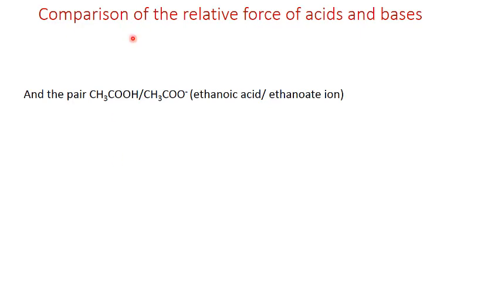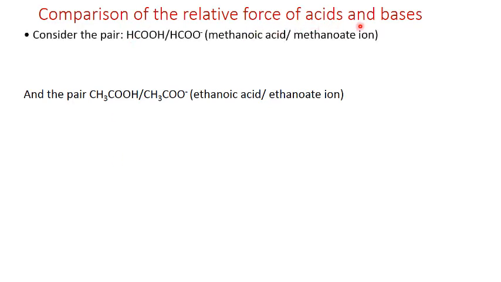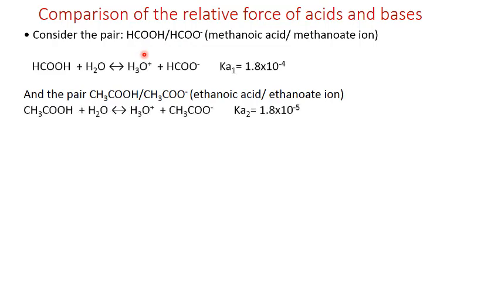We can use them in order to compare the relative strength of acids and bases. How? Consider the pair here. Pay attention. It is methanoic acid, HCOOH, and the methanoate ion, which is also a weak acid. What do we have for this pair? We have HCOOH that dissociates in water in a reversible way, producing H3O+ and HCOO-. Now, as measured by scientists, Ka1 for this couple is equal to 1.8 times 10 to the power minus 4. All values here are at 25 degrees Celsius, but we will not repeat this again.